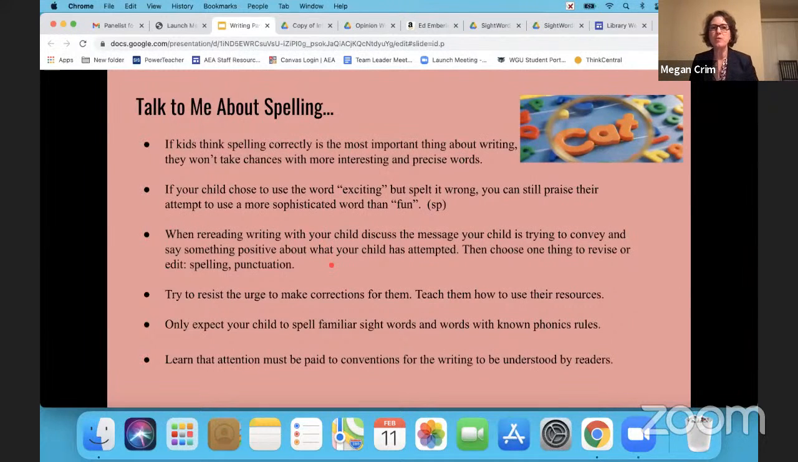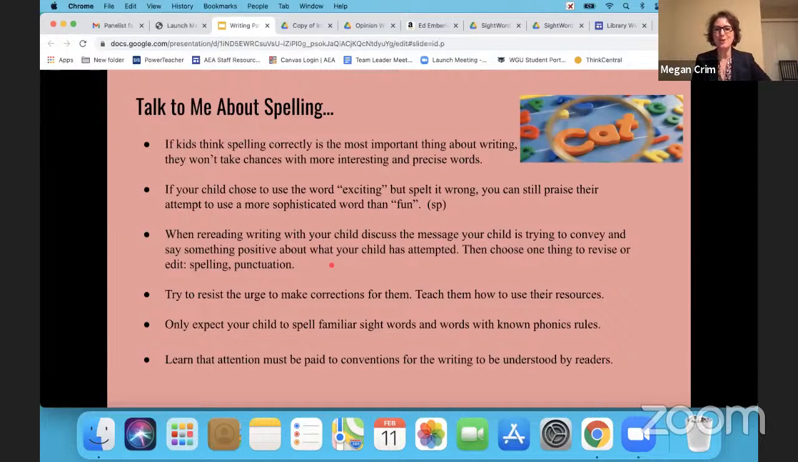When rereading writing with your child, discuss the message, and you saw that in the video, and try to convey and say something positive about what was attempted. And then you could say, okay, so tomorrow, let's go back and let's look for capital letters. Let's look at our word wall and look at all the sight words. I'll underline them and you go to the word wall.